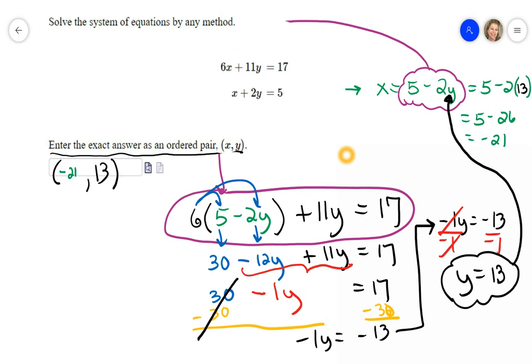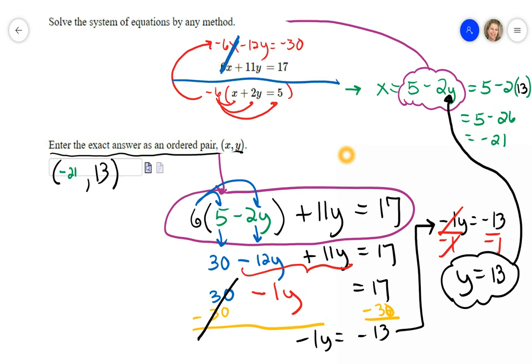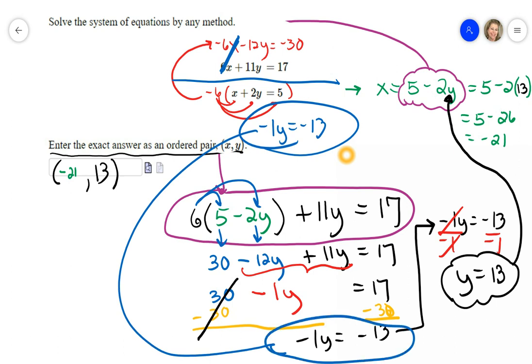If you wanted to, you could take this bottom equation and multiply it by negative 6. And of course, negative 6 times x is negative 6x. Negative 6 times 2y is negative 12y. And negative 6 times 5 is a negative 30. And then these 6x's cancel out. Negative 12y and 11y would be negative 1y. And negative 30 and 17 is negative 13. And this right here is what I had when I was down there.